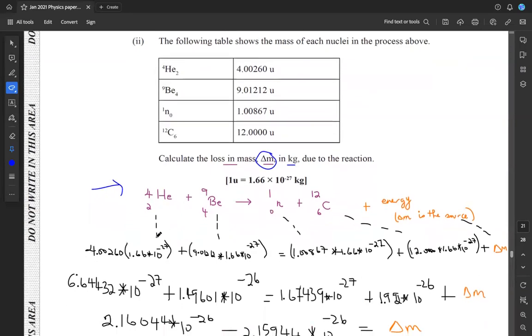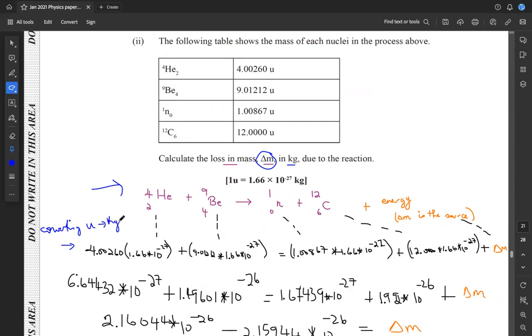So then all I do from there now is take the atomic mass units for helium that they gave me from the table, which is 4.00260 units. I'm going to convert that to kilograms first and foremost. So I do that for helium, I do the same thing for the beryllium, I do the same thing for my neutron, and I do the same thing for my carbon. Again, this first step is converting. What that first step is, we are converting our atomic mass units to kilograms, for that very first step.